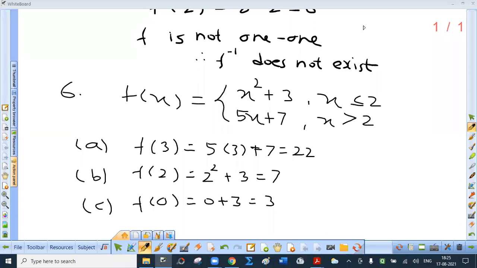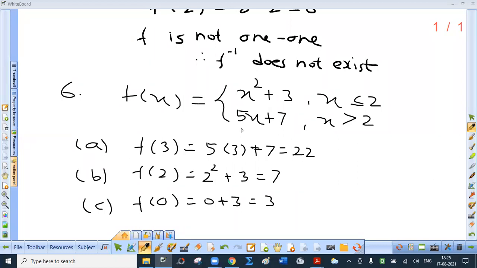Sum number 6, if f of x is again a piecewise defined function, x square plus 3 for x less than or equal to 2, 5x plus 7 for x greater than 2. Find f of 3, f of 2, f of 0. Okay. Now what is f of 3? Replace every x by 3. For f of 3, you have to go for 5x plus 7 because 3 is greater than 2. So 5 into 3, 15 plus 7, 22.